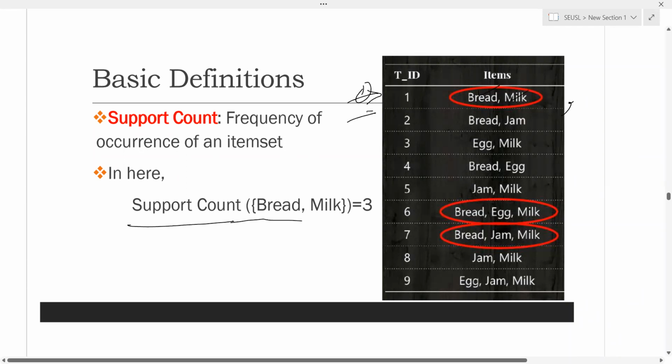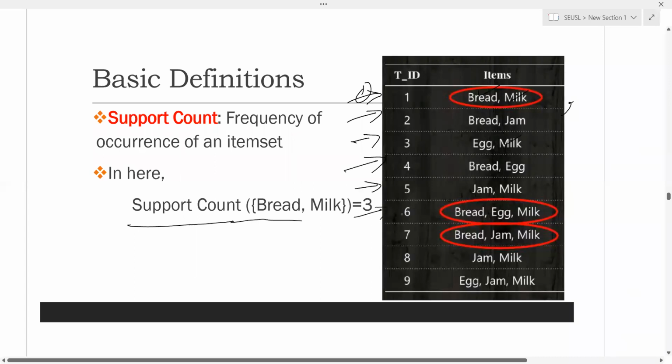Again, we look at the second transaction. We check: bread is there, but milk is not there. So we don't increase the count. We will look at the third one. Here, milk is there, but bread is missing. So we can't increase. We look at the fourth one. Bread is there, milk is missing. So look at the fifth one. Milk is there, bread is missing.